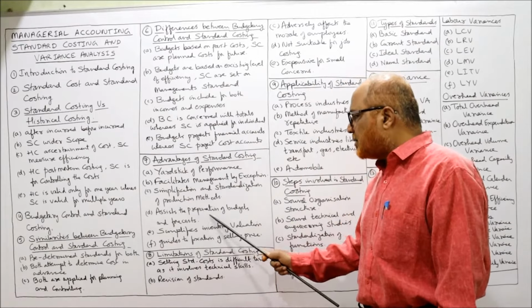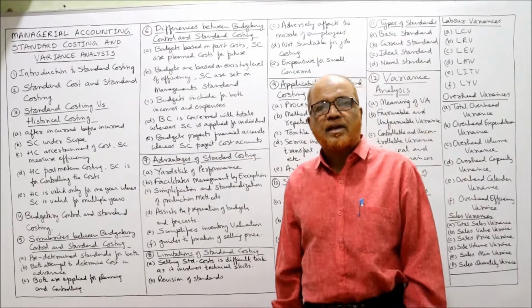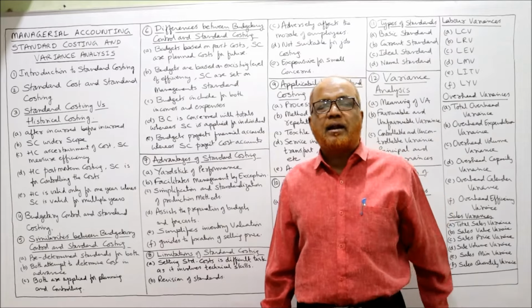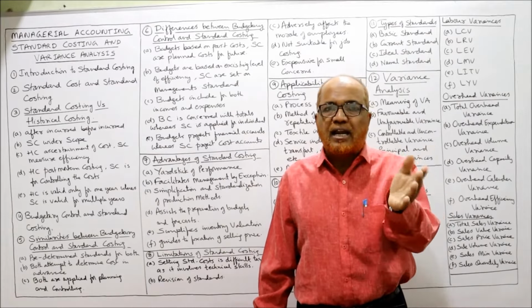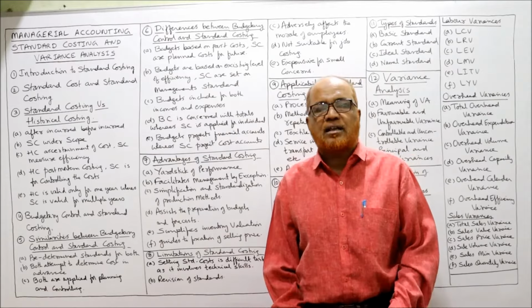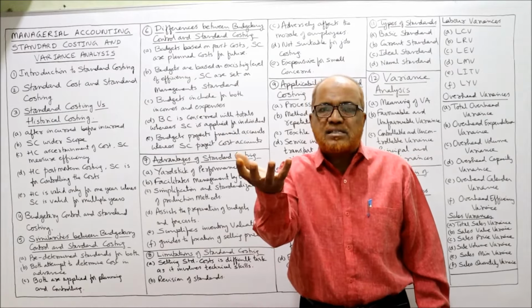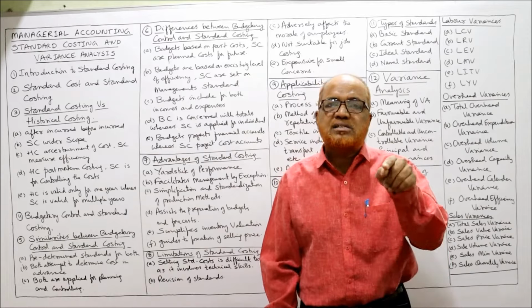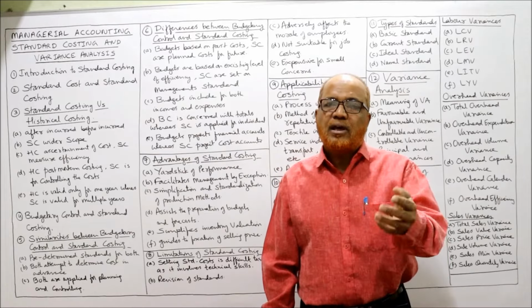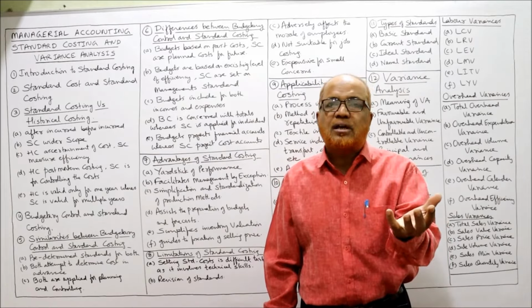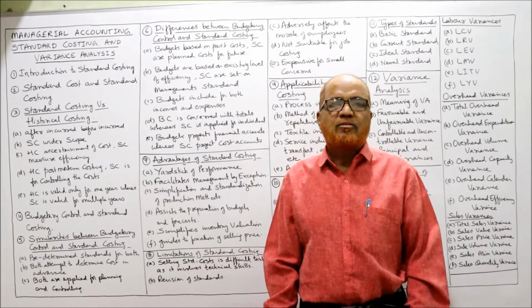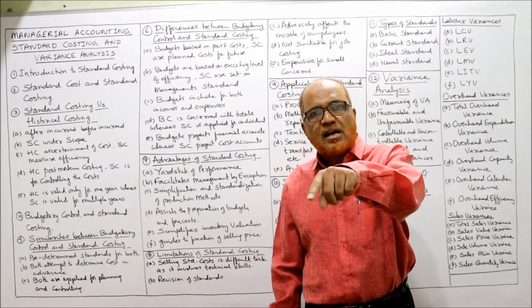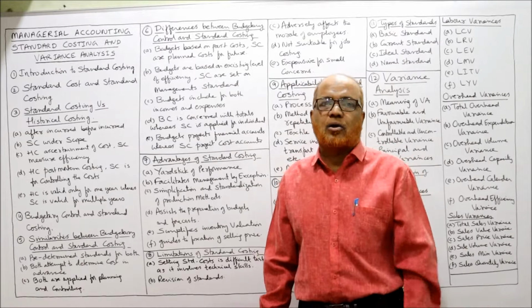Next one, assess the preparation of budget and forecast. See, both are interdependent. Budgetary control and standard costing are interdependent on one another. So if you want the best of budgetary control, you must have standard costing. If you implement standard costing, you can make a good budget which is attainable. So budgets are dependent on standard costing.